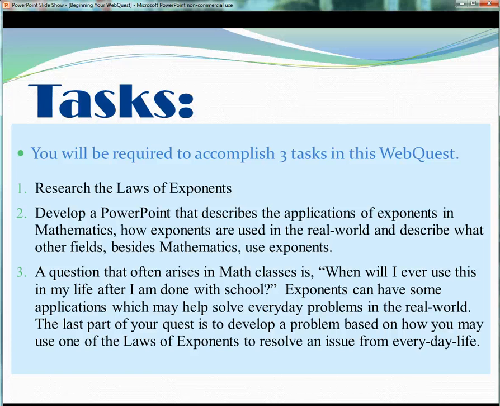3. A question that often arises in math classes is, when will I ever use this in my life after I'm done with school? Exponents can have some applications which may help solve everyday problems in the real world. The last part of your quest is to develop a problem based on how you may use one of the laws of exponents to resolve an issue from everyday life.